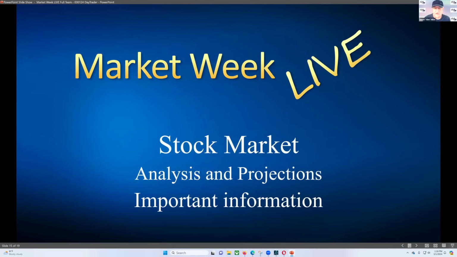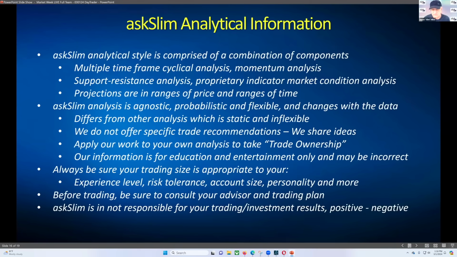Stock market analysis and projections. First of all, important information. This slide tells you about our approach to the markets and what's important to you as you look at our analysis and then take trade ownership of your own trades.